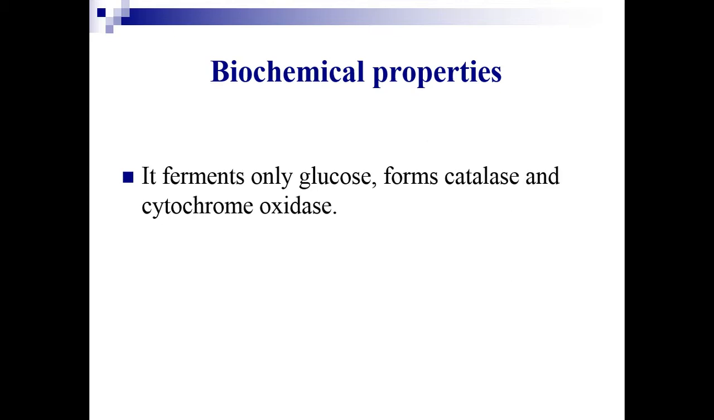And biochemical properties. Biochemical tests should be carried out to differentiate gonorrhoeae from other commensal Neisseria species. Gonorrhoeae are catalase and oxidase positive. They ferment only glucose but not maltose and sucrose. This can be tested by rapid carbohydrate utilization test.